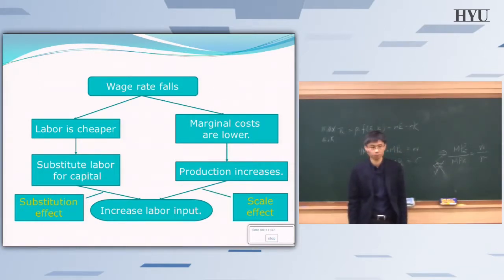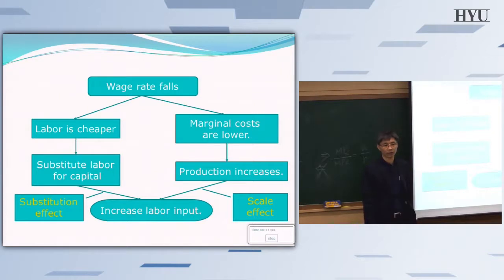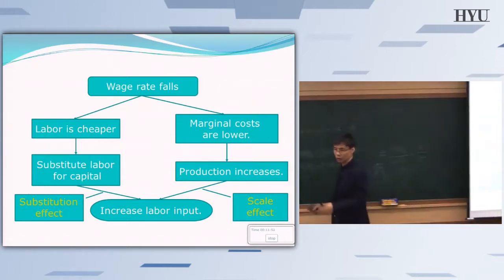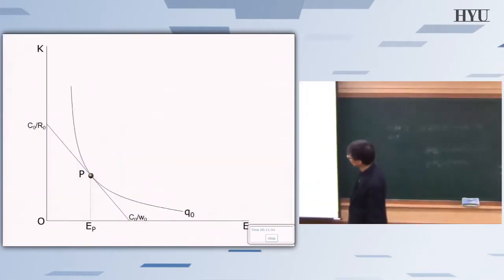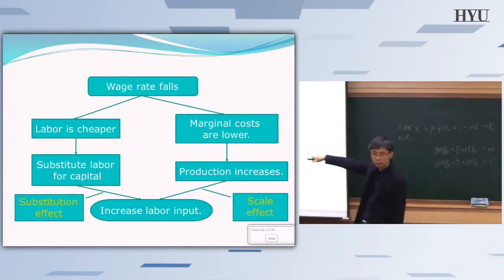Okay? Get that? So there are lots of effects, right? Substitution effect and scale effect. Okay? So in this case, as you can see, both effects work in the same direction. Same direction. So for example, when the wage rate goes up, then what happens? Labor got more expensive, right? So substitute what for what? Substitute capital for labor. So labor demand will fall. That's the substitution effect part.